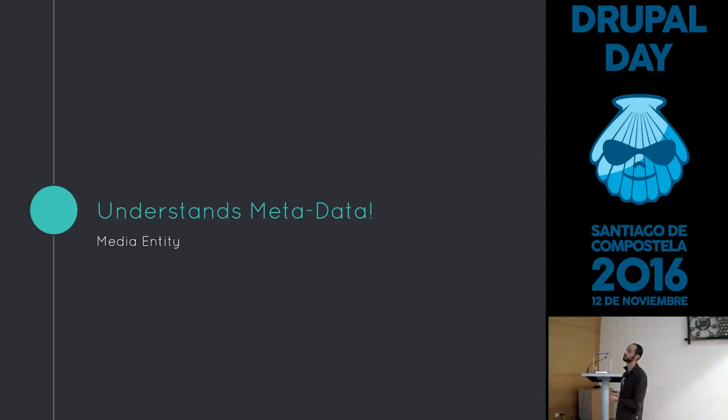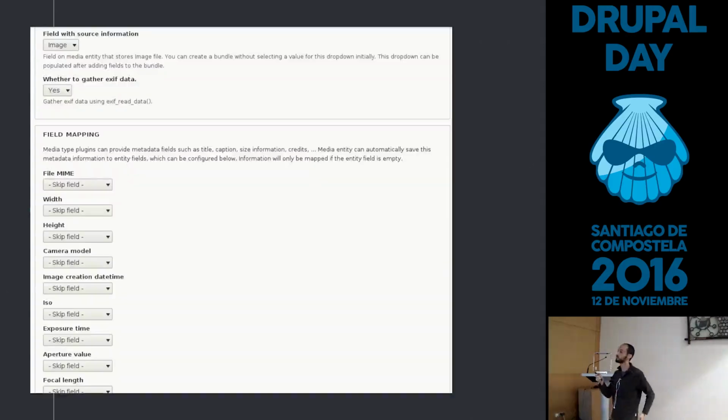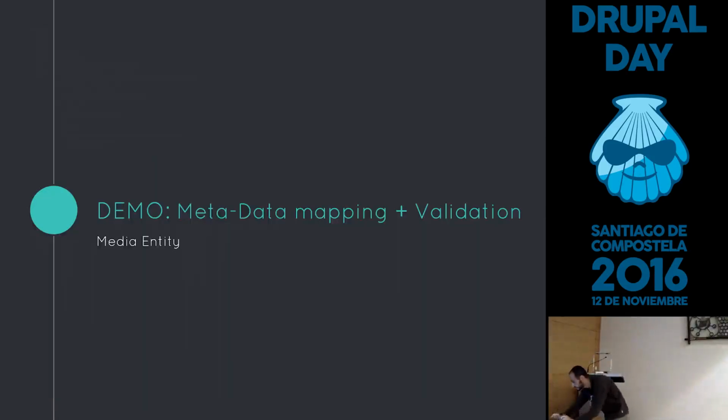Going back to what I said before about the metadata mapping, this is an example of the image media entity type. We can say here, when we are creating the media type or the bundle, that we want to use the EXIF information, and this allows us to then map all this metadata to real fields on our media entity. This is populated automatically when the entity is saved. We're going to see a demo here. Let's see if we have internet.